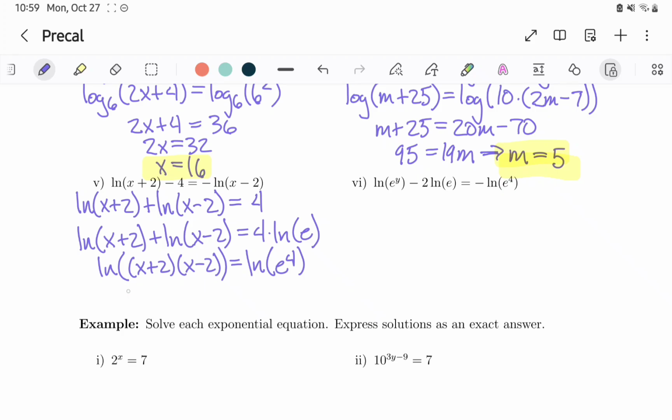Okay, and then we can go ahead and use the note at the top to drop the logarithms and just consider the corresponding equation where we just look at the arguments inside the logarithm. So x plus 2 times x minus 2 is equal to e to the 4. And by the way, if we multiply out x plus 2 and x minus 2, so this is a difference of squares factorization, if you can't tell. And what we end up with when we FOIL everything out is going to be x squared minus 4. And then equals e to the 4.